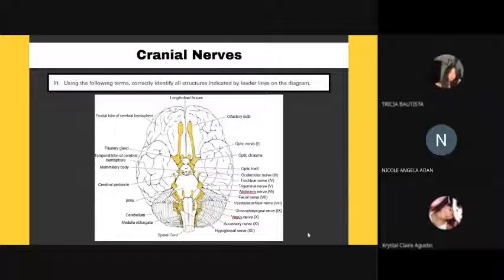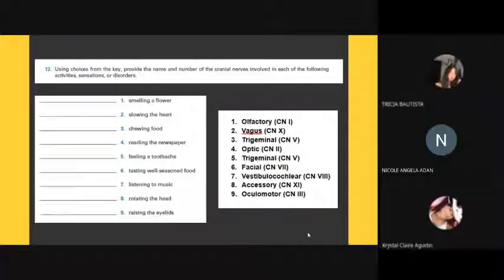Now for number 12, using choices from the key, provide the name and number of the cranial nerves involved in each of the following activities, sensations, or disorders. Number 1, smelling a flower. It is the olfactory or cranial nerve number 1. It is the nerve for smell. And number 2, slowing the heart. It is the vagus, which is cranial nerve number 10, whose function is for muscle movement.